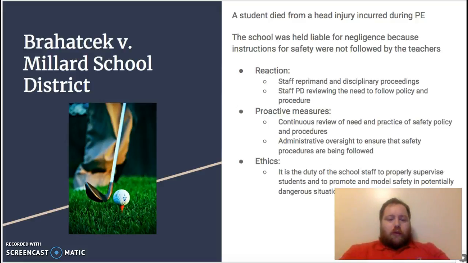So the suit was brought for wrongful death, and it was because it was felt that the school was negligent, for the teachers not following procedures. In my school, obviously, staff reprimands and disciplinary proceedings would result.